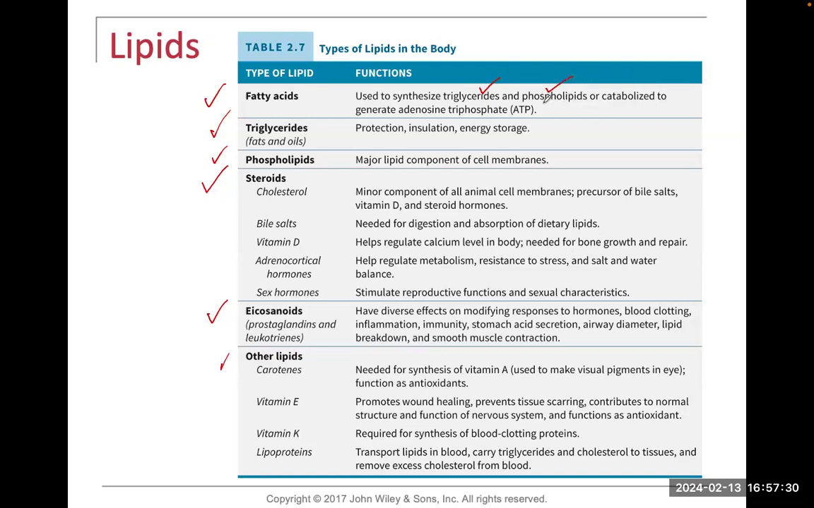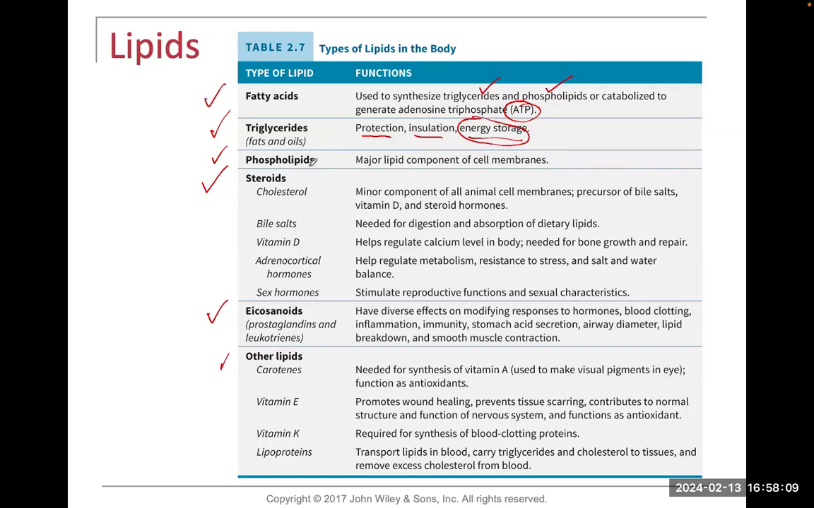Now, fatty acids are used to synthesize triglycerides and phospholipids, or they're catabolized to generate ATP. Okay, those are fatty acids. Triglycerides are used for protection, for insulation, and also for energy storage. So when people have high triglycerides, that's no good, right? Too much of it is a risk factor for heart disease. They need to exercise a little bit more. It just means they have lots of stored energy that needs to be used.